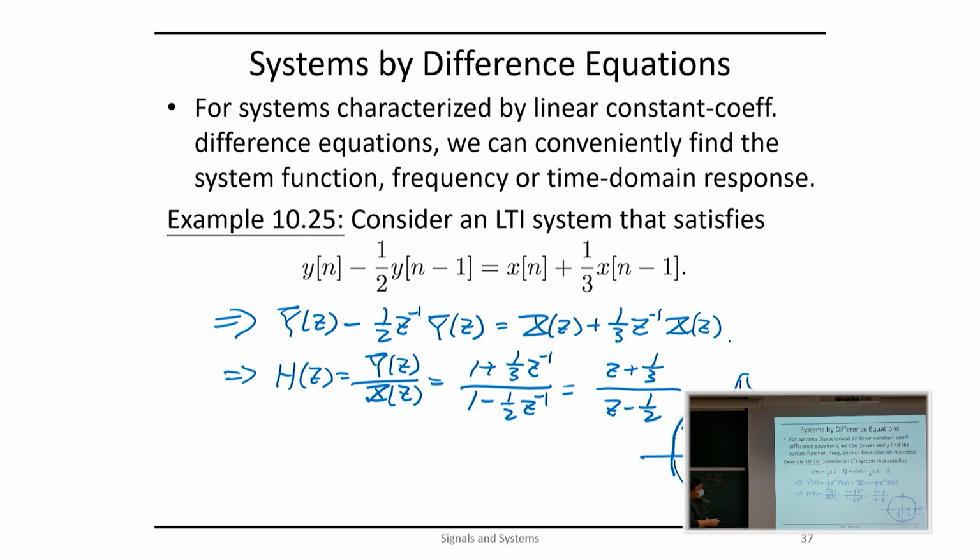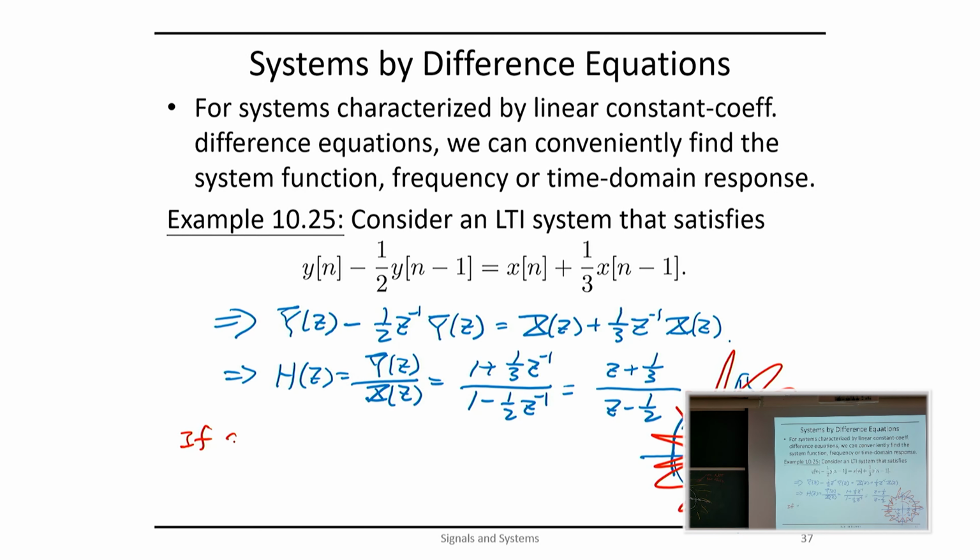Now, when you get a system function like this, you see that it has a pole at 1/2. So there are only 2 possibilities for the region of convergence. Okay? One is that it must be outside of the circle with radius 1/2. The other is that it is inside the circle of radius 1/2. Okay? So suppose that the system is causal. Then it would be outside this 1/2.